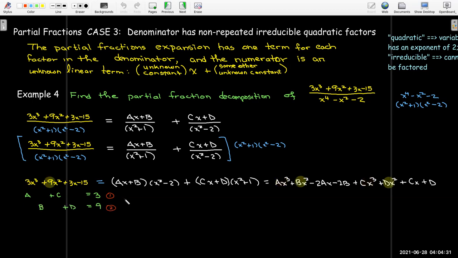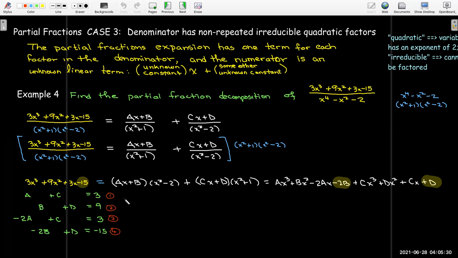For x squared, on the left-hand side, I have 9. And on the right-hand side, I have bx squared plus dx squared. So that would just be b plus d would have to equal 9. And then for the x term, the coefficient on the left is 3, and I have a minus 2ax plus cx, so minus 2a plus c equals 3. And then for the constant term, I have negative 15 on the left, and then I have a minus 2b plus d on the right, so minus 2b plus d equals negative 15. So I've got four equations.